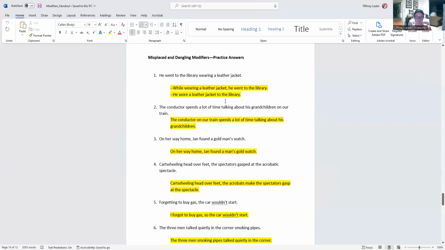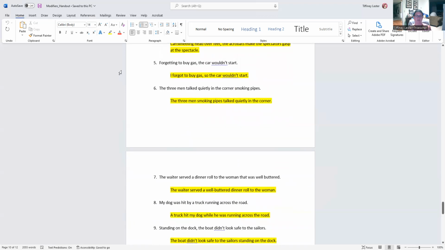How about, oh, here we go, number 5. Forgetting to buy gas, the car wouldn't start. So what that beginning modifier is saying is that the car forgot to buy gas. But we know that's not true. The car didn't forget to buy gas. Somebody forgot to buy gas, and the car won't start. So if this is about ourselves, this is a personal statement, we just need to add ourselves into the sentence. I forgot to buy gas, so the car wouldn't start.